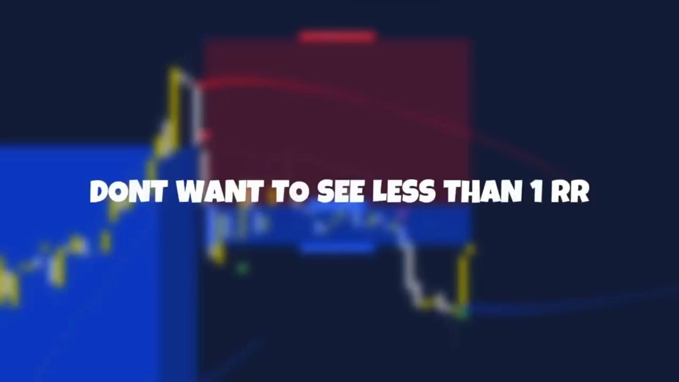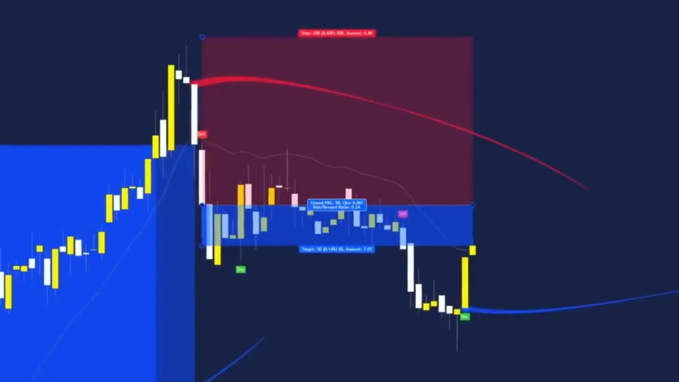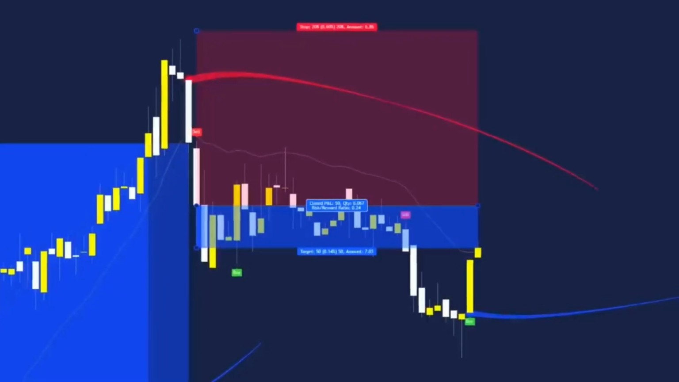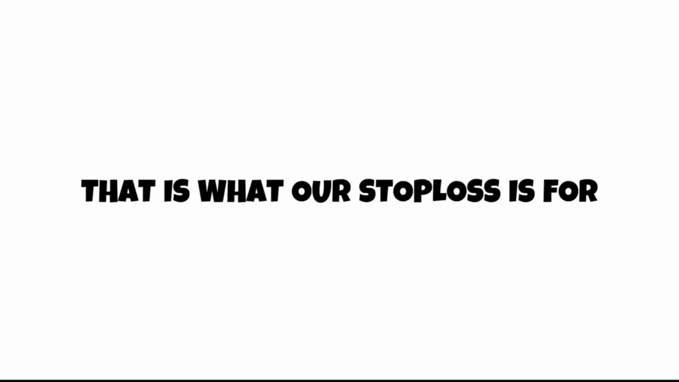We definitely don't want to see a lower than 1 risk to reward ratio. One thing I definitely would recommend doing is only manually closing out the trades when they are in profit. If price tells you to close out but the trade is negative, I definitely would let it run and see if it can catch that trend and carry on in the bias direction. Remember, that is what our stop loss is for, and we should only ever risk as much as we're willing to lose.